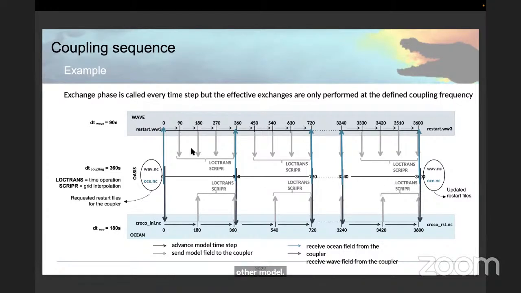And Oasis is also able to perform some transformation of the fields that it's stored, typically time transformation that could be average, for example, so an average of a given window of time, or a grid transformation if the fields need to be put on another grid, the grid of the other model, for example. So this is the typical sequence. And at the end, it writes also a restart file for the coupler.